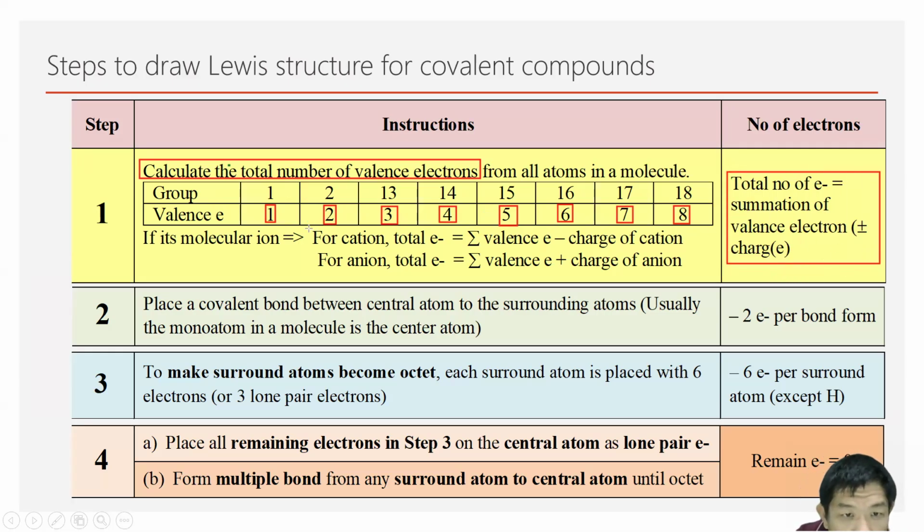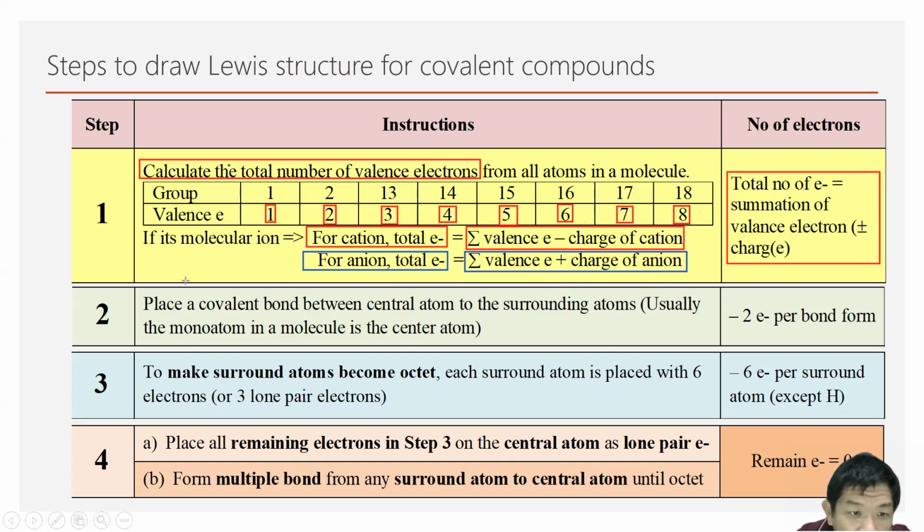And if it is an ion, for a cation, your total electron count is equal to the valence electrons minus the charge, because to form a cation, you donate electrons. When you donate electrons, you have fewer electrons. Conversely, if you have an anion, the total electrons is equal to the total valence electrons plus the charge of the anion, because you accepted electrons. So you are going to get more electrons here.